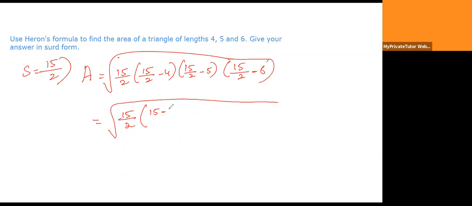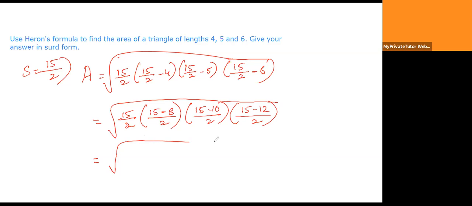Please take the LCM and try. I'm just doing it. 2 is the LCM, so 15 minus 8, 15 minus 10, and the last one, 15 minus 12. I hope both agree to this. If yes, let's go to the next step, which is 15 by 2. What is 8 taken away from 15? 7. What about this? 5. Yep, thank you. And what about this? 3, right? 3 by 2. Yeah. So please multiply this. I think it's very easy now.